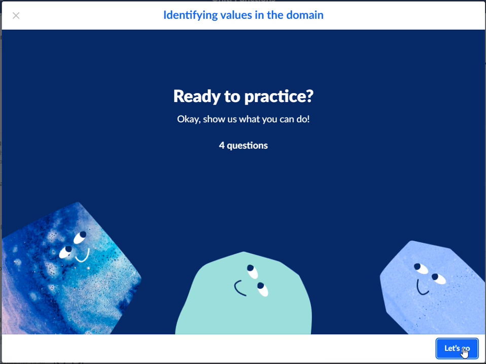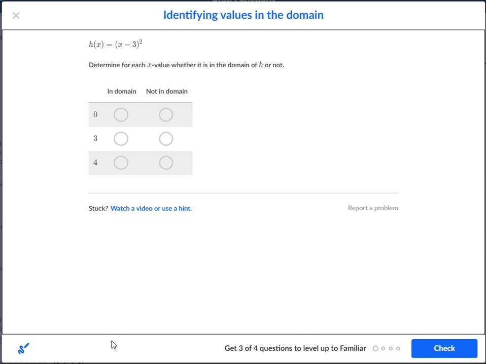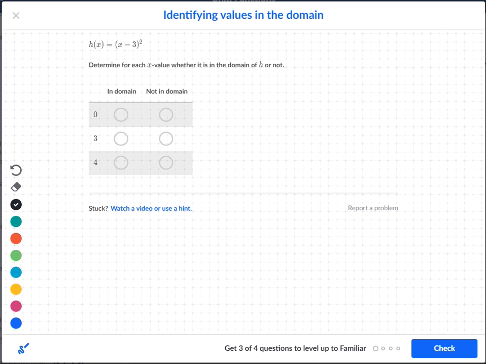Identifying values in the domain. Okay, we have the following problem. We have h of x is equal to (x minus 3) squared. There are some functions that you have to be aware of.